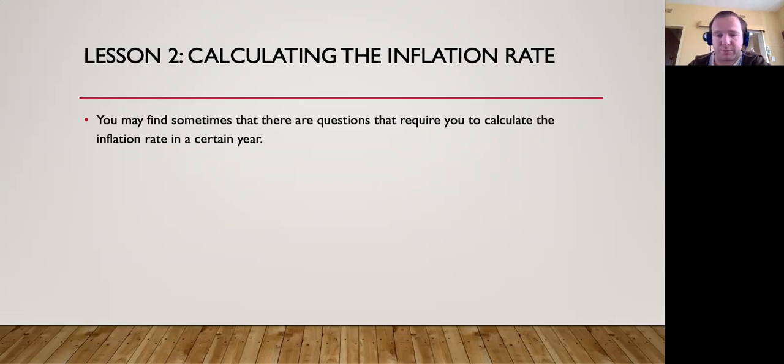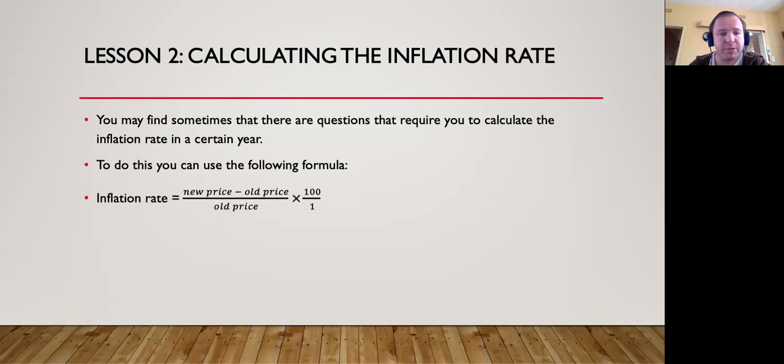You may find sometimes that there are questions that require you to calculate the inflation rate for a certain year. To do this, you may use the following formula, which is new price minus old price over old price times 100 over 1. Now, you'll notice that that formula looks very familiar. The reason why is because you did a section on percentage increase and decrease last year in grade 10. That formula is exactly the same formula. It's just using different terminology, different words.